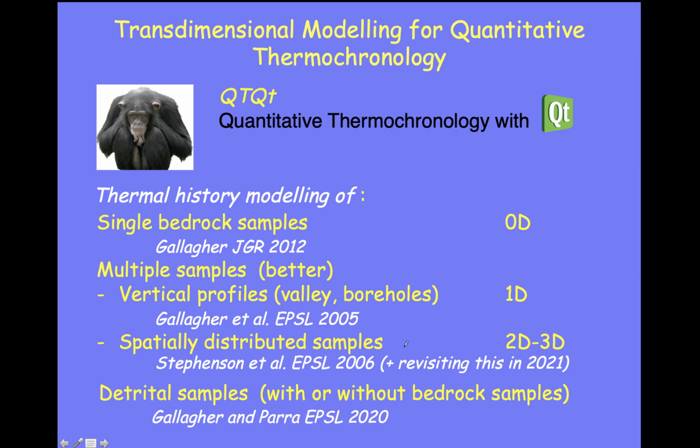Another approach is dealing with spatially distributed samples, which I call 2D and 3D, where we can have samples distributed in 2 dimensions spatially, so X and Y, or longitude and latitude, or in 3D where we have X, Y, longitude, latitude, plus elevation. We looked at that problem a few years ago in a paper in 2006, and we're actually revisiting that problem at the moment to incorporate that approach into QTQt and actually improve the approach. It was relatively simple, the approach we developed, but in the process of trying to improve that.